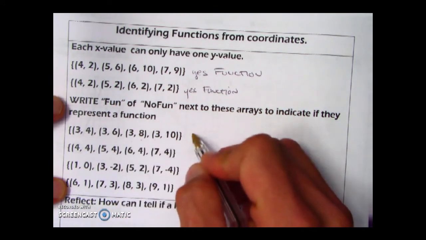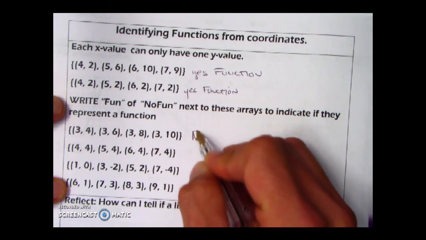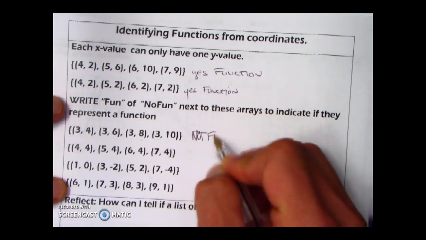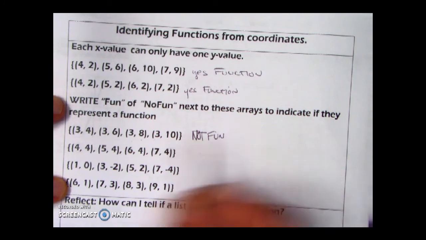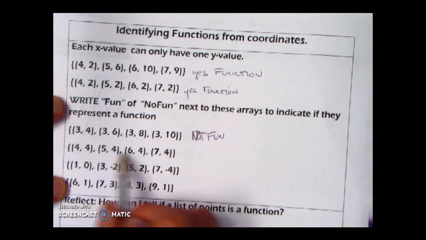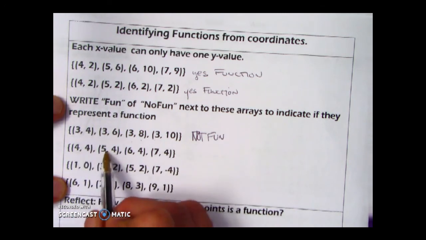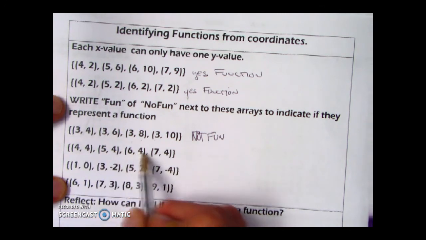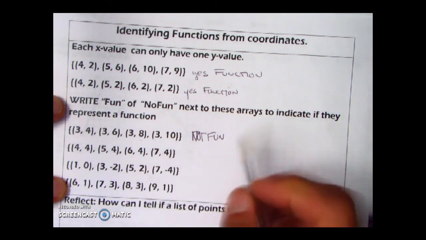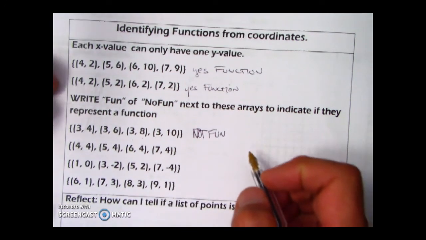So this is an example of not fun. Okay, 4, 4. 5, 4, 6, 4, 7, 4. Put in a 4, I get out a 4. Put in a 5, I get out a 4. Put in a 6, I get out a 4. Put in a 7, I get out a 4. What do you think? Function or not function?